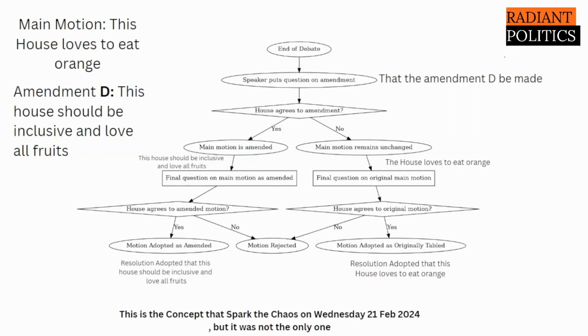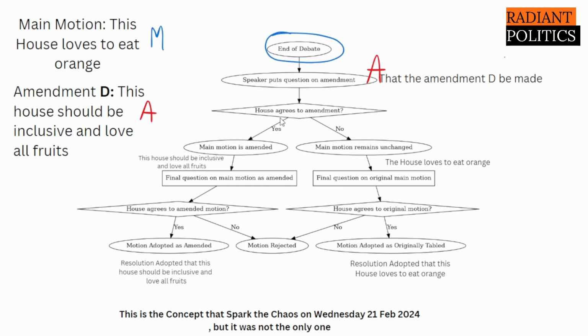I created a flow chart to help us visualize what I just talked about. Let's say that the main motion is that this House loves to eat oranges. And Amendment D was selected, that this House should be inclusive and love all fruits. Now we have reached the end of the debate, and the Speaker is about to put questions. First, he will ask the House whether Amendment D should be made to the main motion.